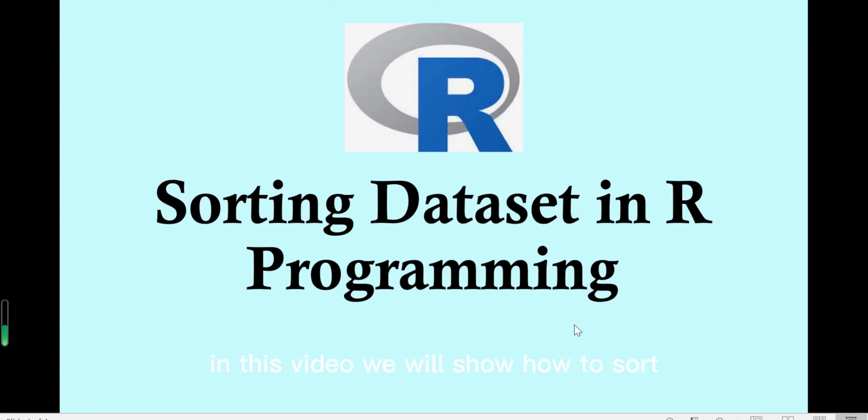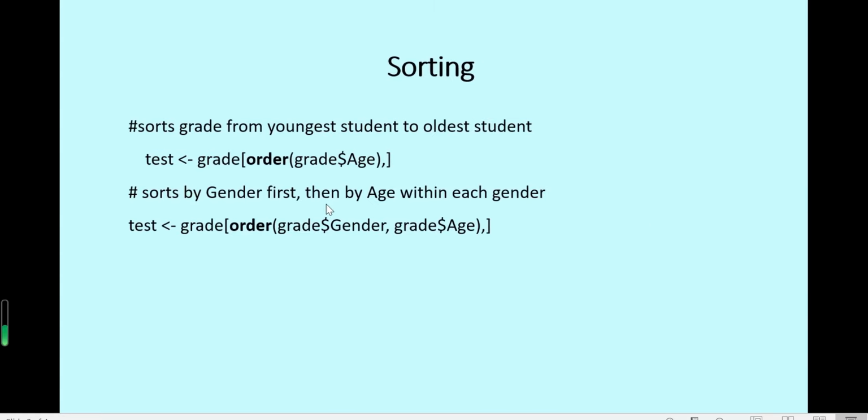In this video, we will show how to sort data frames in R programming. So for example, grade is a data frame. You can sort the observations of grade in terms of one variable of this data frame.